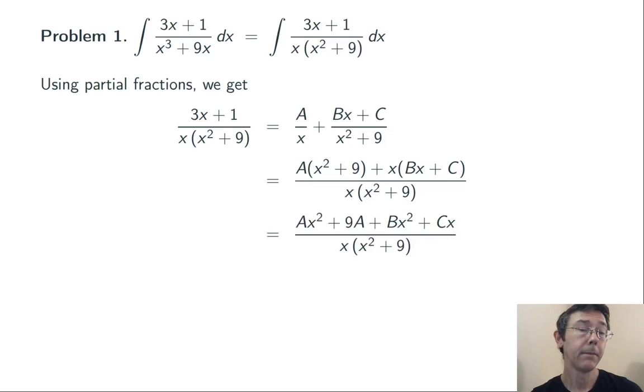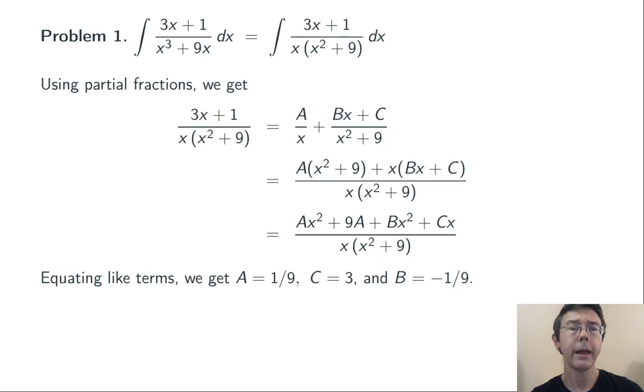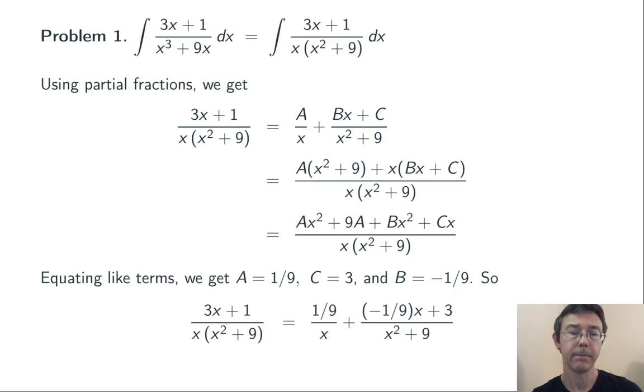Foiling out the right, I recognize that I have two polynomials that are the same. 3x plus 1 equals Ax squared plus 9A plus Bx squared plus Cx. And the only way that can happen is if the x squared terms match up on the left and right, if the x terms match up, and the constant terms match up. Using that fact, I get A is a ninth, C is 3, and B is negative a ninth.